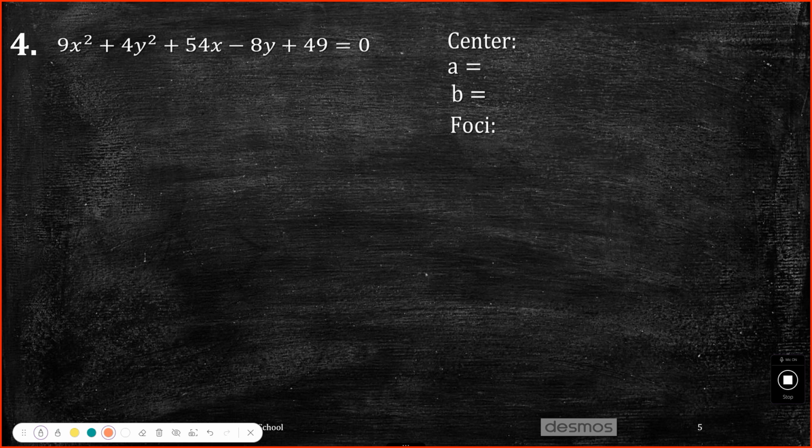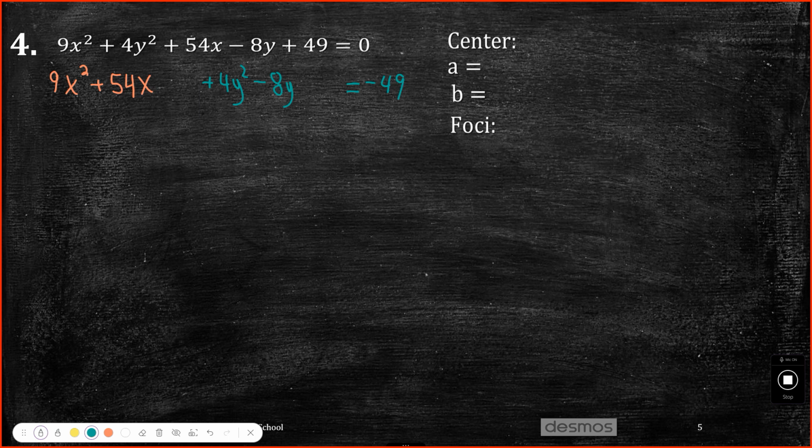So let's get the x's next to each other: 9x squared plus 54x. Leave some space between it because we know we're going to complete the square. Then we're going to put the 4, plus 4y squared minus 8y, and move that constant to the other side by minus 49. Okay, easy so far. 9x squared, yes.